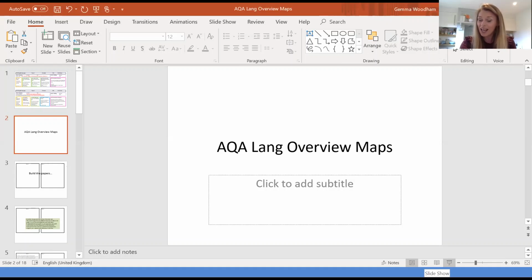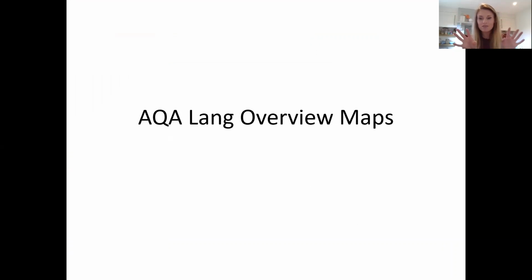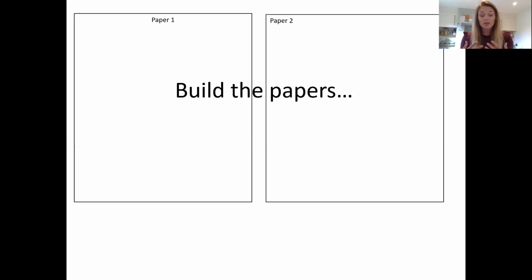So AQA Language Paper 1 and Paper 2, we're going to just map out what question goes on what paper. Now, obviously, the biggest difference between the papers is paper 1 has one extract, one text, and paper 2 has two. And 1 is fiction and 2 is non-fiction. So they're your biggest differences between the papers, and they should help you in trying to distinguish what question goes where. But see if you can work these out.